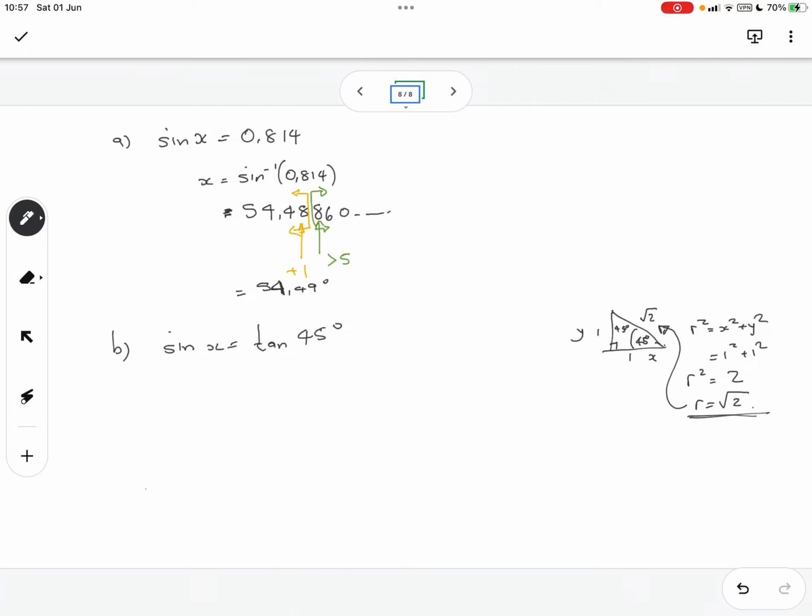Anyway, back to this, the tan of 45 will equal y over x, which is 1 over 1, which is 1. So we know that then sine of x is 1. And what happens when we take the arc sine of 1? What's the arc sine of 1?